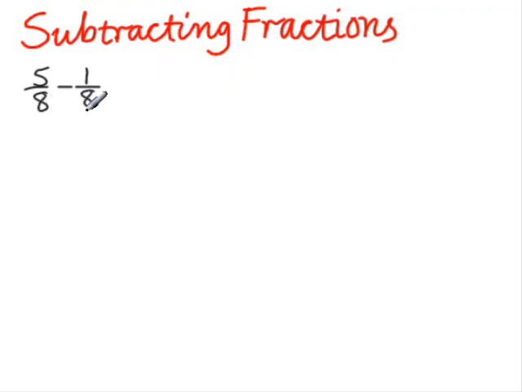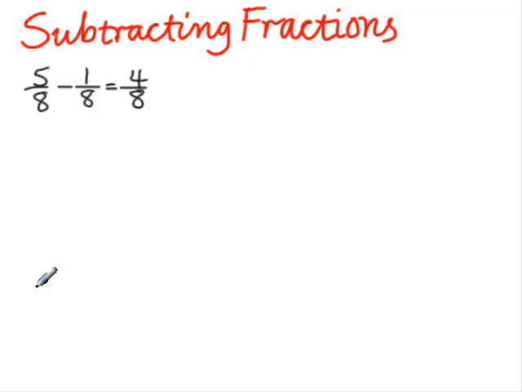Both fractions have the same denominator. They're both the same kind. They're both the same size. Therefore, we can subtract them. 1 from 5 is 4. And so we are left with 4/8.